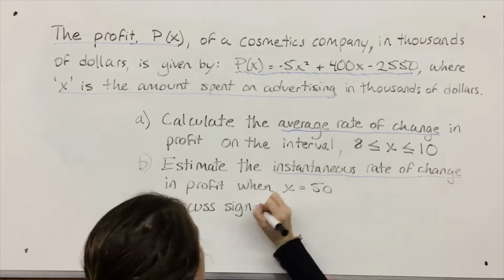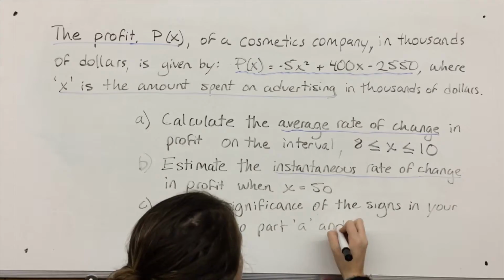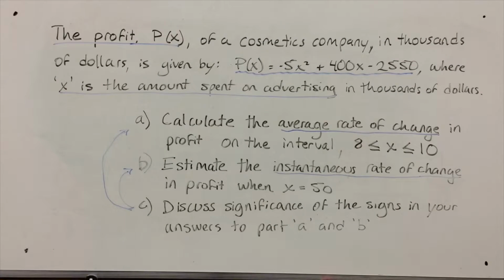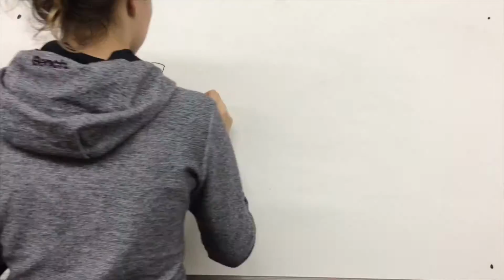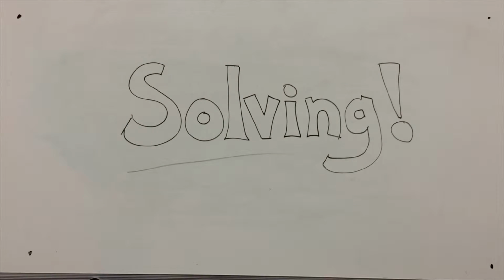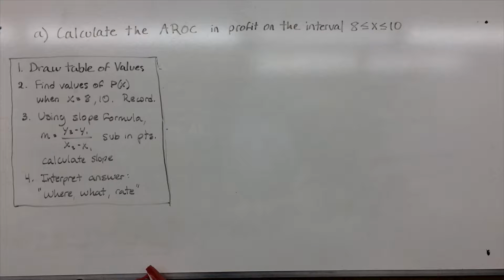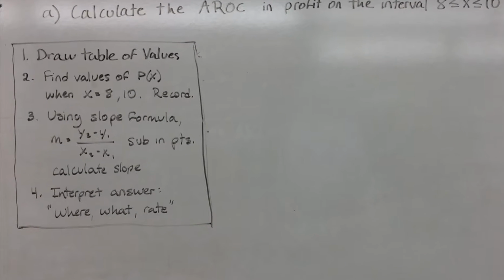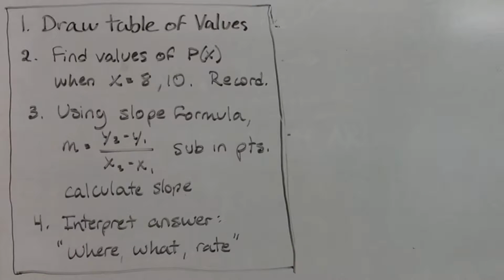And lastly, C. Discuss the significance of the signs in your answers to Part A and B. This part of the question is just asking about your interpretation of your AROC and IROC answers. So now that we've fully analyzed and understand the question, it's time to start solving. Our first focus will be Part A. Calculate the AROC in profit on the interval 8 < x < 10. These are the steps we are going to follow to solve this question.